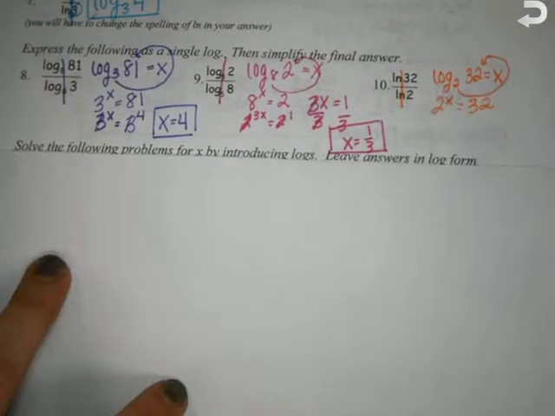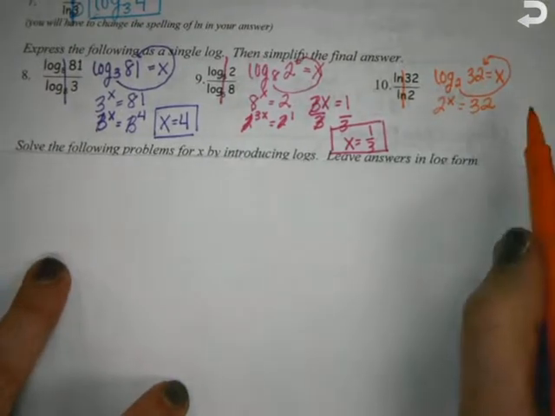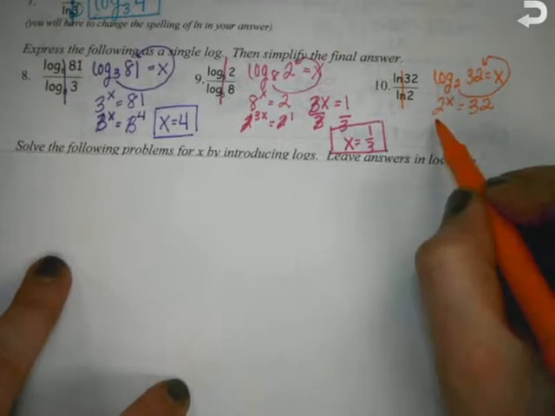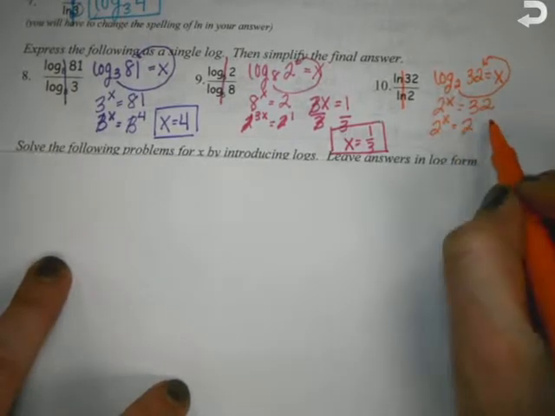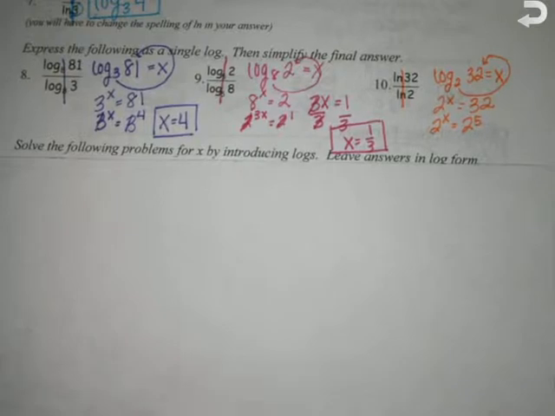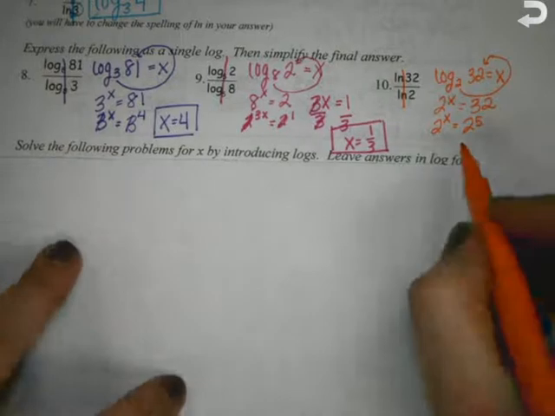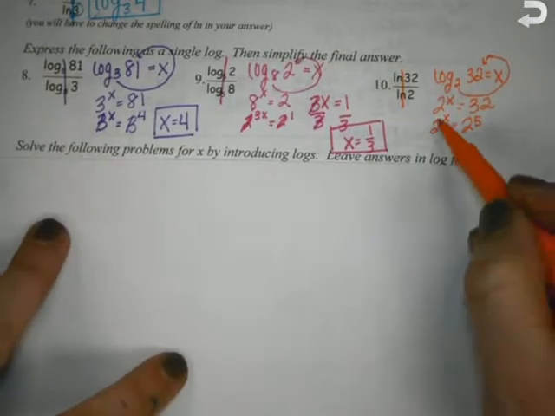Danielle, 32 is 2 to the what? 5. Okay. So 2 to the x equals 2 to the 5th. So Wendy, what do I do next? Good. Drop the bases. So everybody, x equals 5.